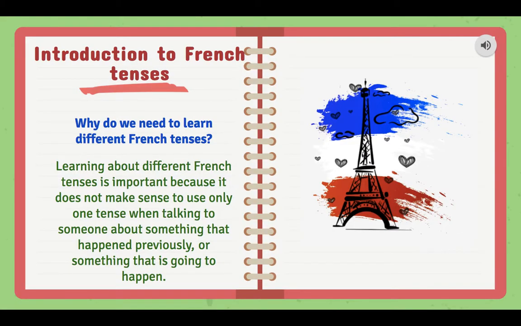Introduction to French tenses. Why do we need to learn about different French tenses? Learning about different French tenses is important because it does not make sense to use only one tense when talking to someone about something that happened previously or something that is going to happen.